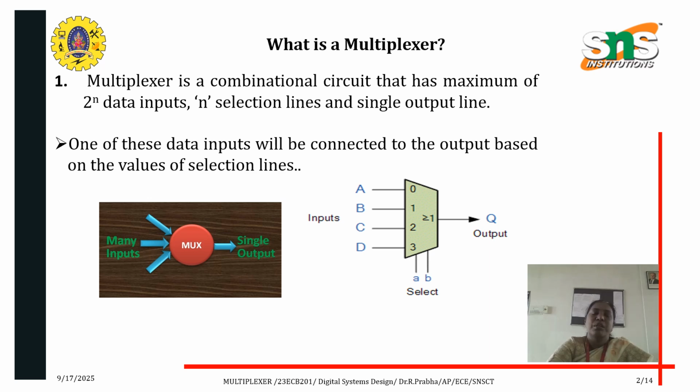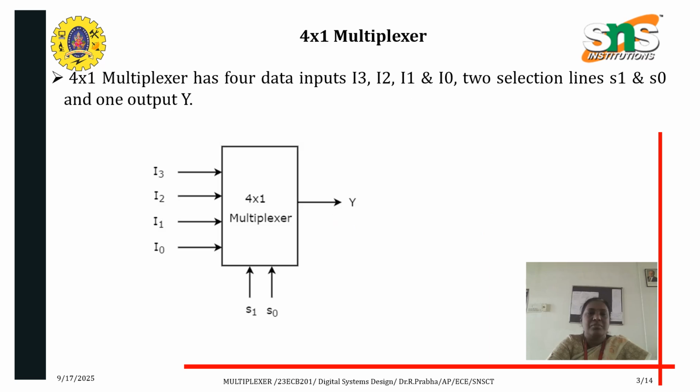So there are 4 inputs, and for 2 power n inputs we know that there are n selection lines. So the selection lines here are 2, and 1 output. In a multiplexer circuit, at a time, from the many inputs, one input is selected as output, and this is based on the selection lines.